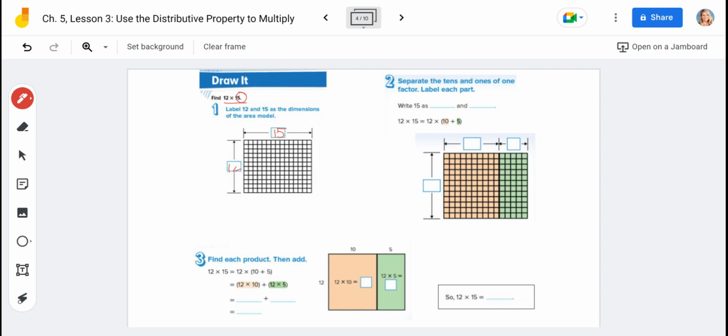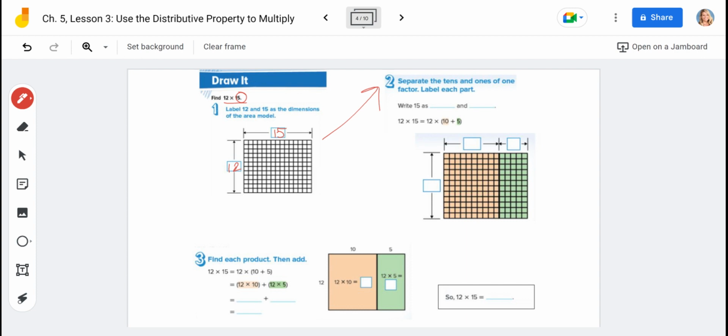The number that stays the same is going to go on the outside. So here's my dimensions. Here's my area model or my array. So let's move over here to step number 2. Separate the tens and ones. So now we're about to decompose.